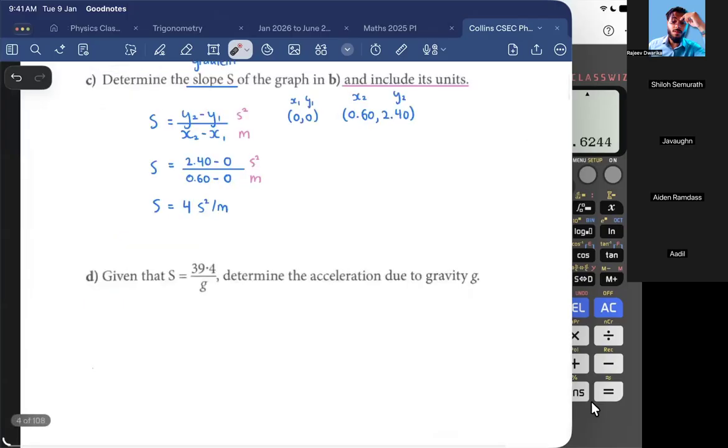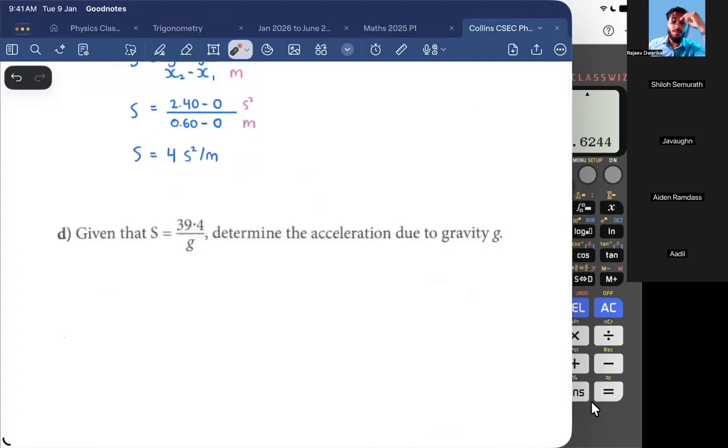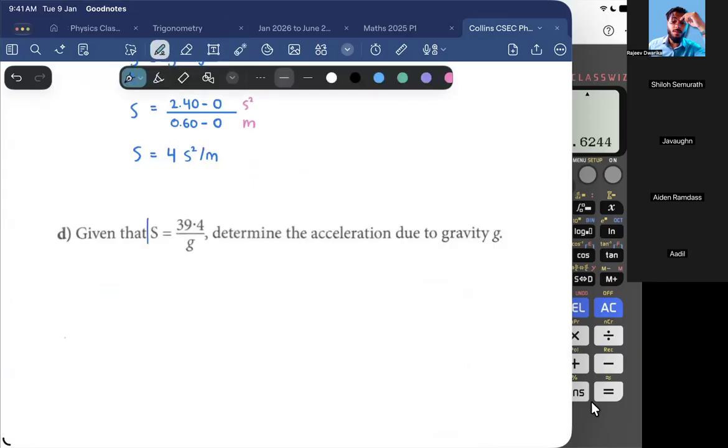So let's answer part D now. In part D, they're giving us a formula that has S and G in it, and they want us to determine acceleration due to gravity. So what do we have to make the subject of the formula here? G. Do you all agree that we have to make G the subject? Good. Now do I know what S is? Right, so if I know that S is 4, what am I going to do? Substitute. So I can say 4 is equal to 39.4 all over G. What next?